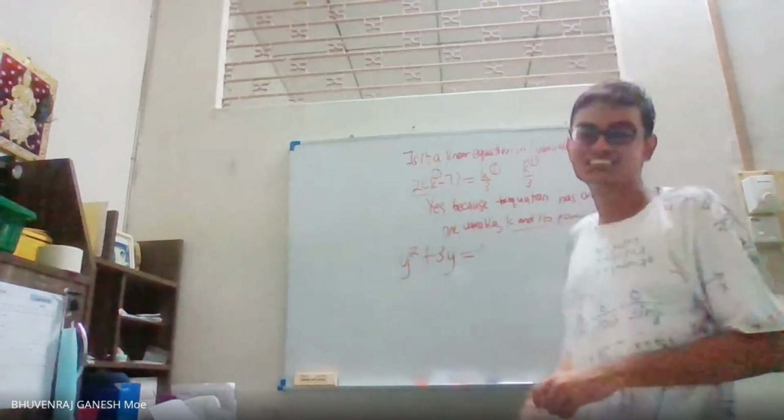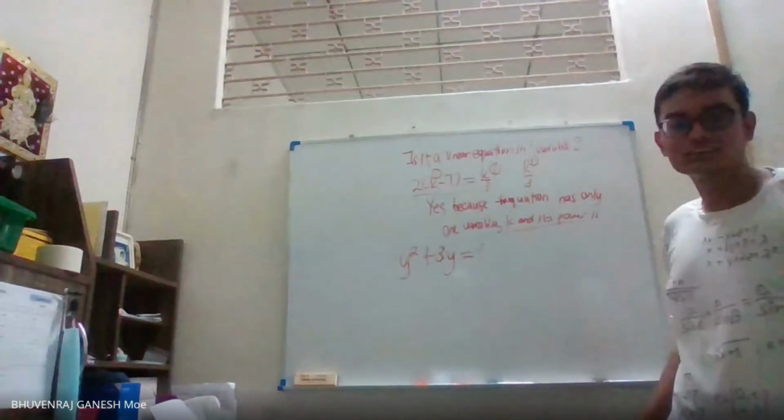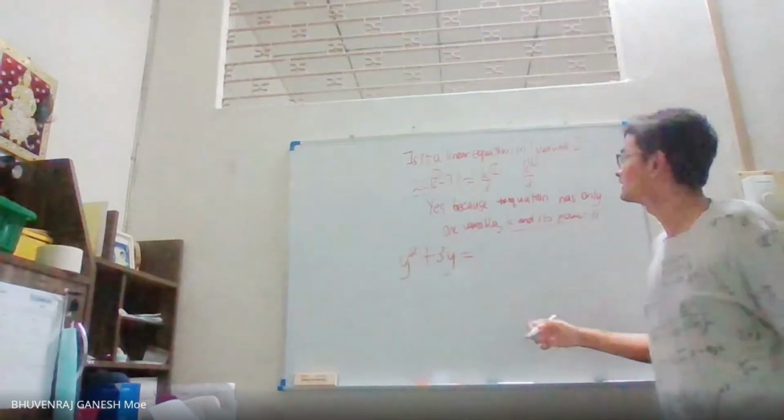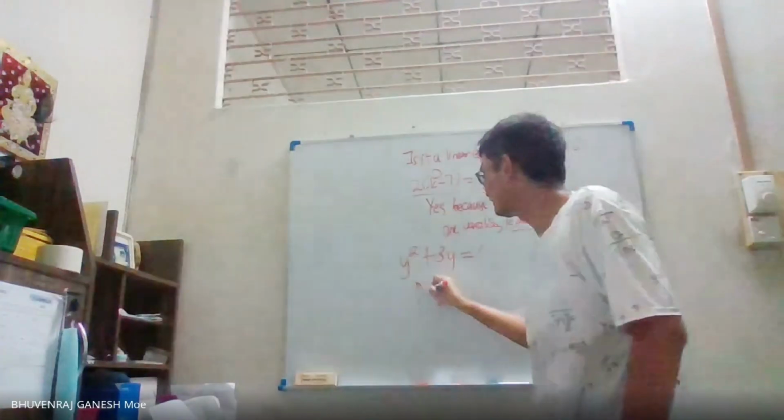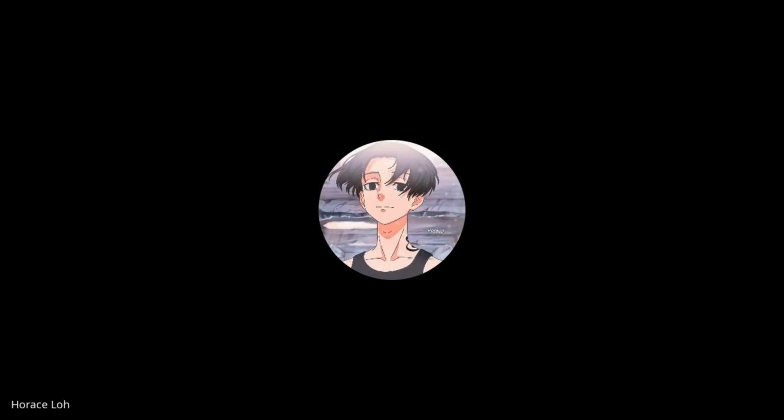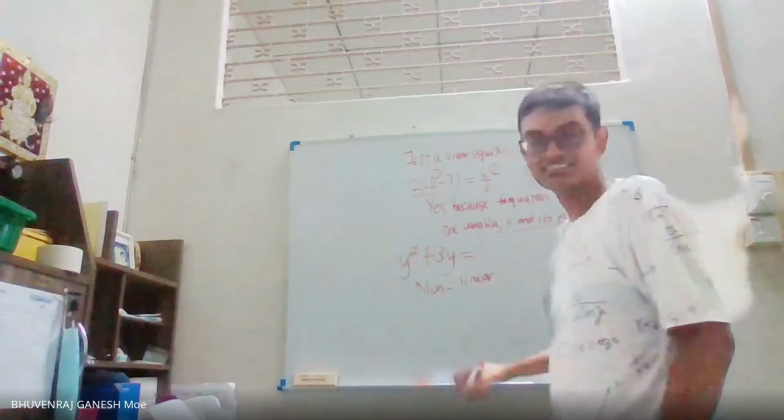Next one, Horace, for you. y square plus 3y equals 1. Linear or non-linear? Non-linear. Okay, good. Reason? One variable. No, that's why it's linear.